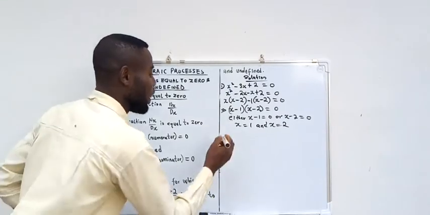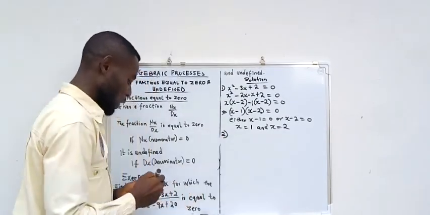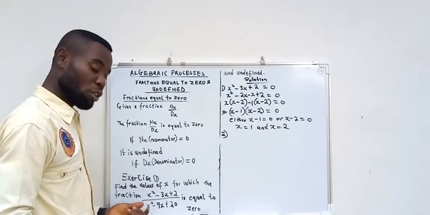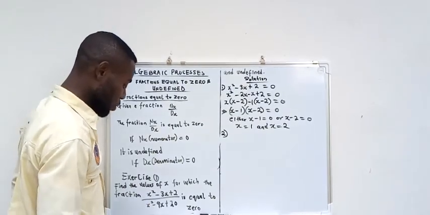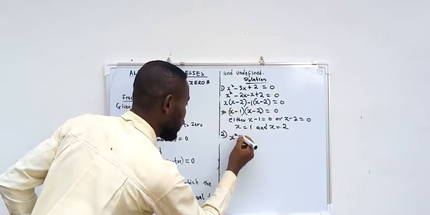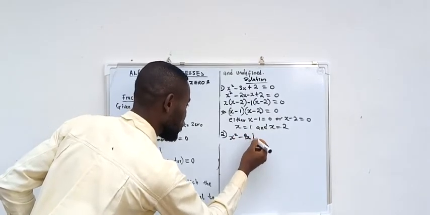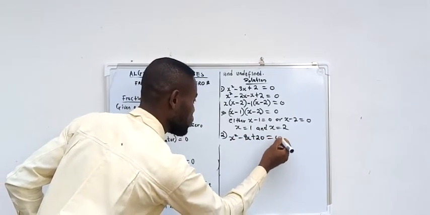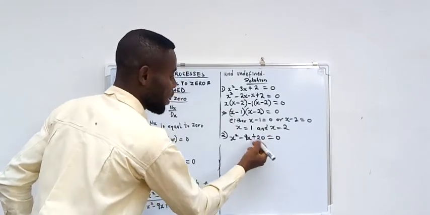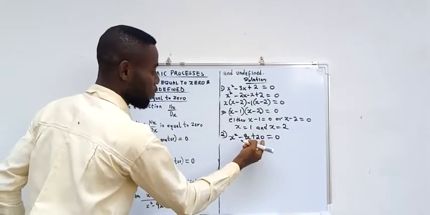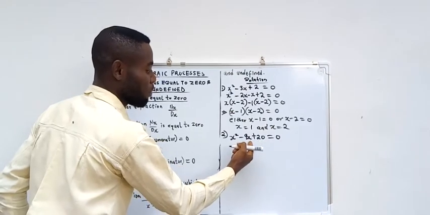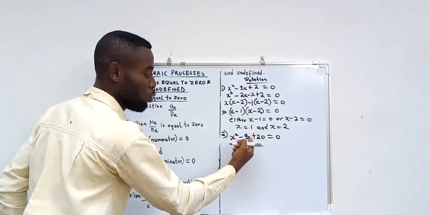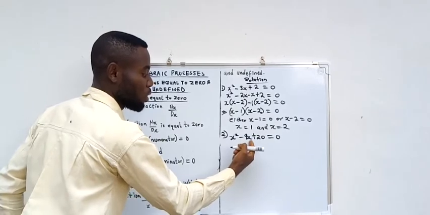The second one says, when do we say it is undefined? We say it is undefined when the denominator is equal to 0. The denominator is x squared minus 9x plus 20 equal to 0. The same thing I did here. The product of this and this, and the factors that when we add the two factors together, will give us this middle term.